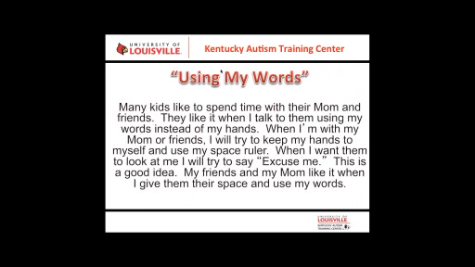So here's a quick example of a social narrative. Many kids like to spend time with their mom and friends. They like it when I talk to them using my words instead of my hands. When I'm with my mom or my friends, I'll try to keep my hands to myself and use my space ruler. And a space ruler, if you notice, is that key vocabulary that we noticed that we had used with the child in the previous interactions, and that he understood and worked well for him, so it was included in the story. When I want them to look at me, I will try to say, "Excuse me, this is a good idea. My friends and my mom like it when I give them their space and use my words."